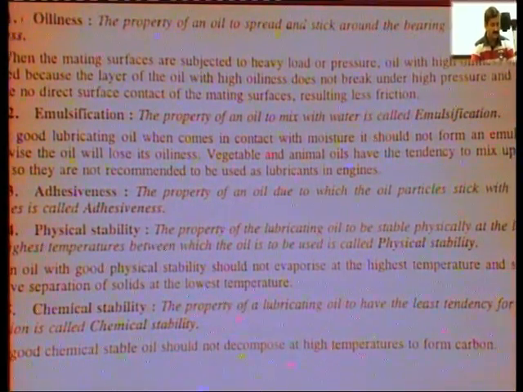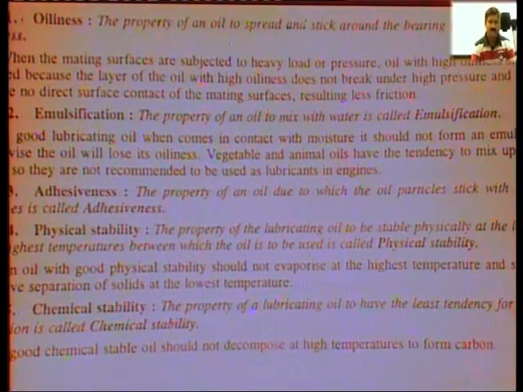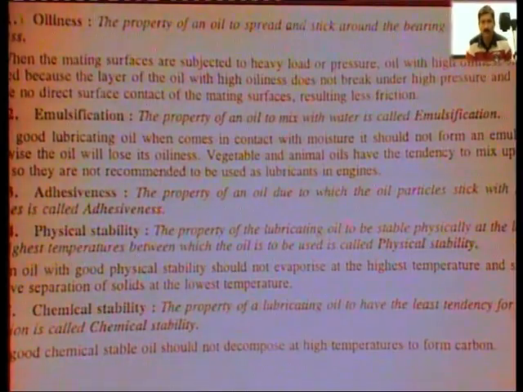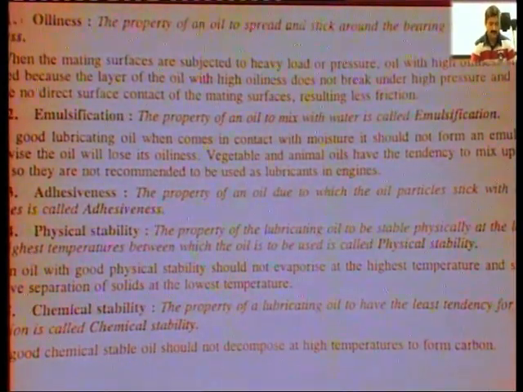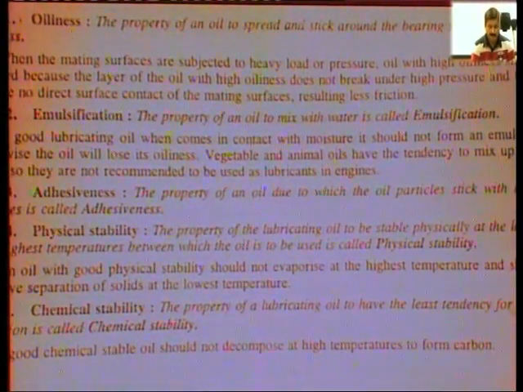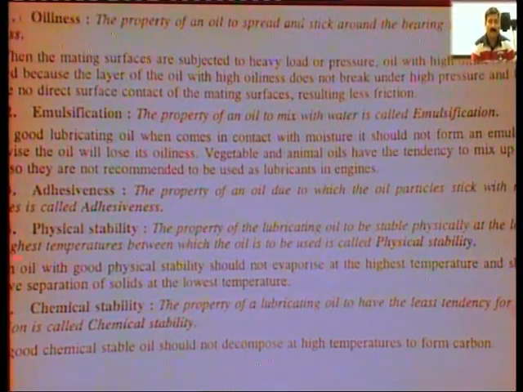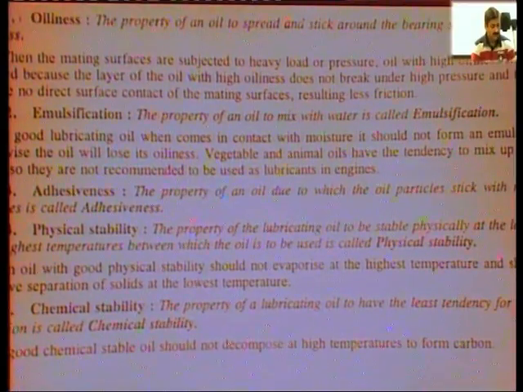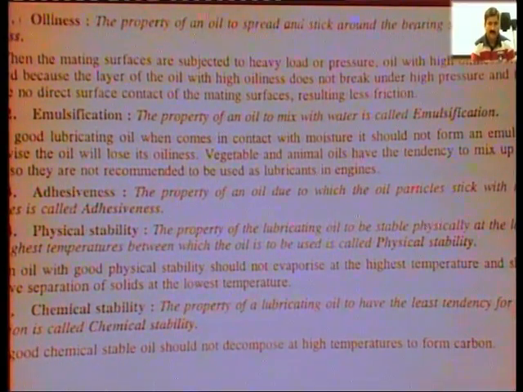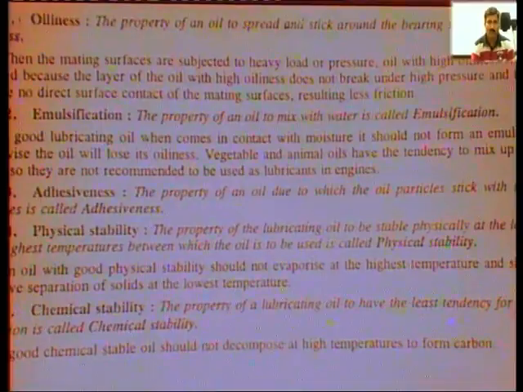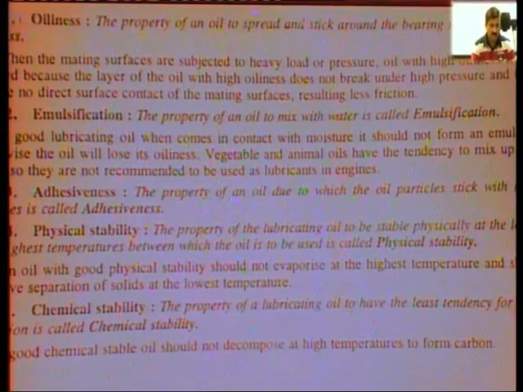Next property is the chemical stability. It is the property of lubricating oil to have the least tendency for oxide formation, so that it will not decompose at higher temperatures, because higher temperatures are there in an engine. So, oils with high chemical stability will not decompose into different products at higher temperatures.